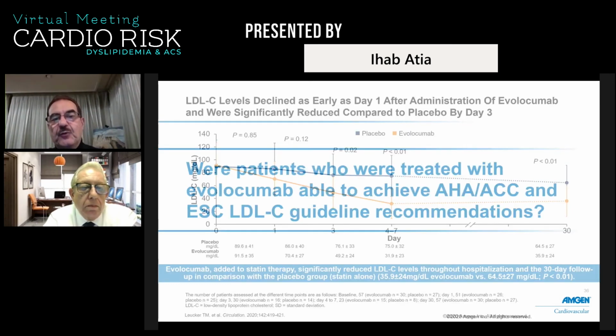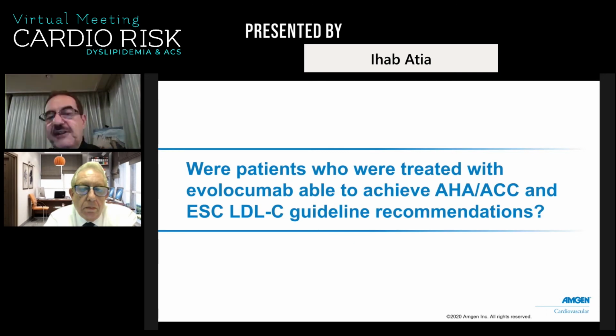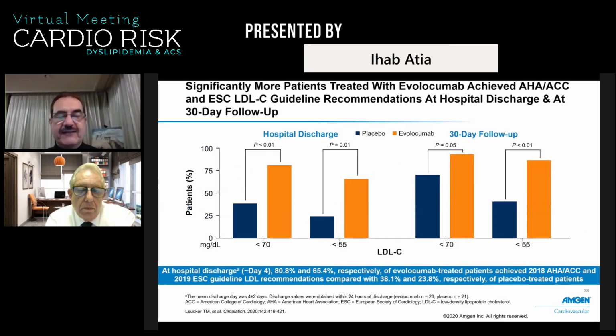Were the patients who were treated with evolocumab able to reach the targets in the recommended guidelines, whether it's American or European? When you look at the ones that reach less than 70, fulfilling the American guidelines, we find that about 80% receiving the evolocumab reached that target, compared to only 38% in blue that reach this target right here. However, for the European target, we find that around 65% reached the target compared to only 24% with the statins.